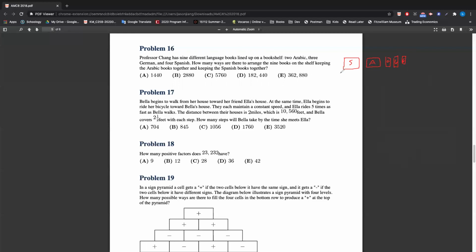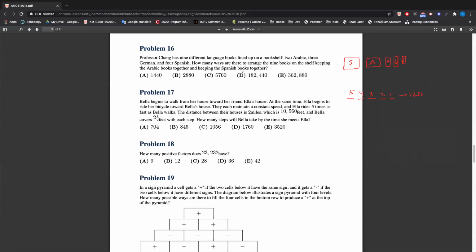So we want to rearrange these books, right? Since we have 5 items, our leftmost item has 5 choices, and then 4, 3, 2, and 1. So we have 120 ways to arrange our blocks and German books. Obviously, this is not our answer because we haven't considered how we rearrange our Spanish books.